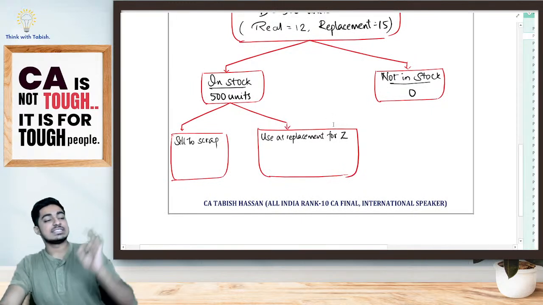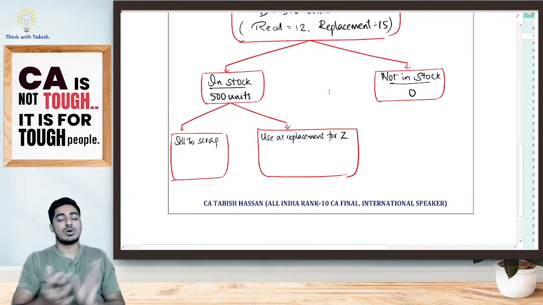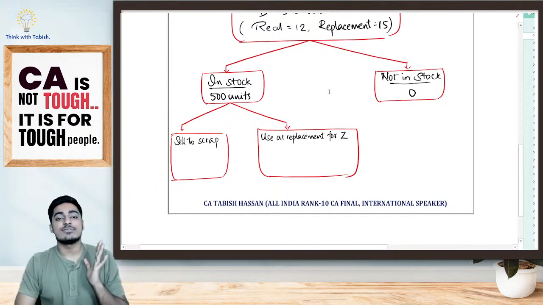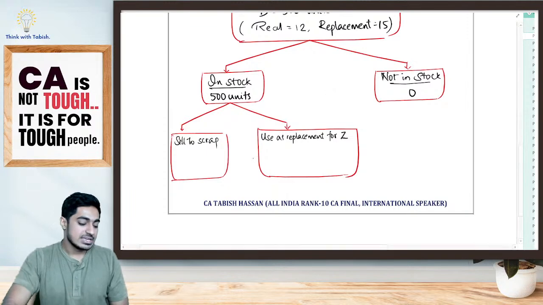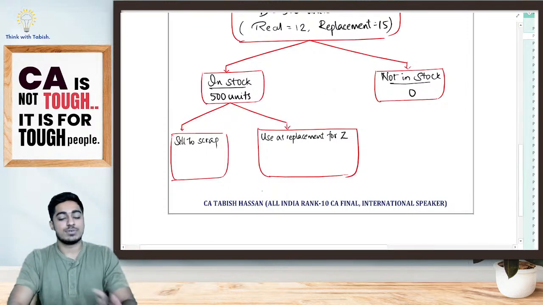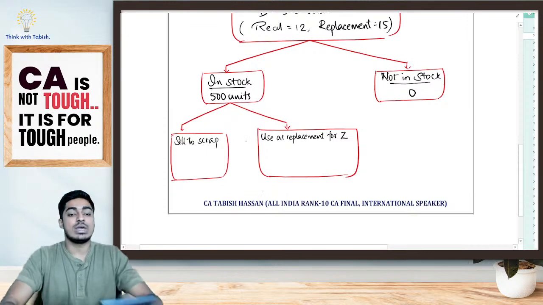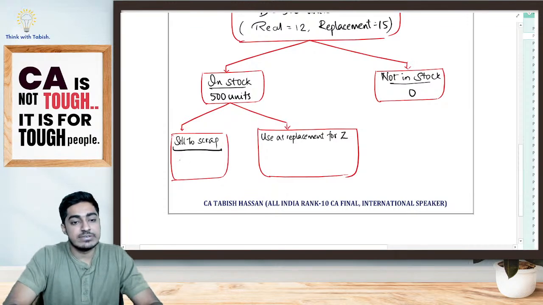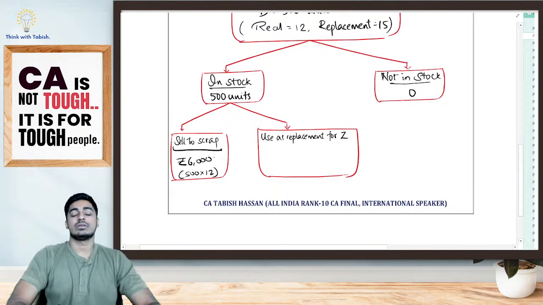Option number 1, sell it off as scrap. Now I sell it off as scrap. How much would I have got, students, if I sell it off as scrap? Scrap value is going to be the realizable value, 12 rupees per unit. So for the 500 units at the rate of 12 per unit, I would have received 6,000 rupees.